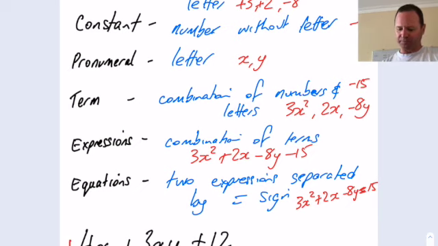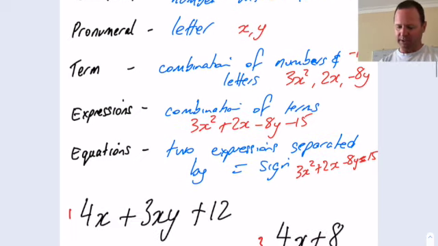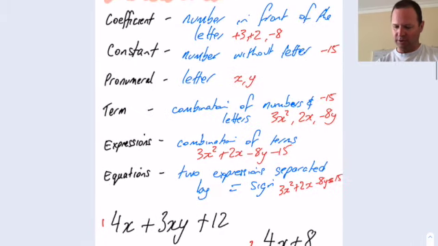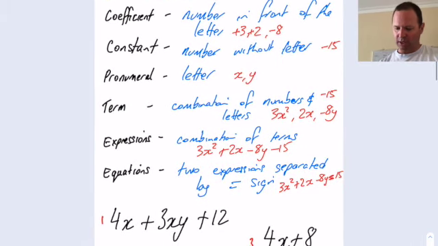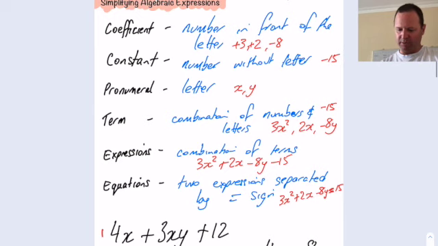If I have a look at these examples here, I'll try and highlight what I'm going to do here. I want to look at the coefficient, so I'm going to color in the coefficients in yellow. So the coefficient of this expression down here is the 4, and it's positive 3.